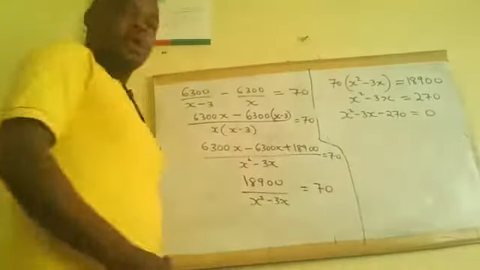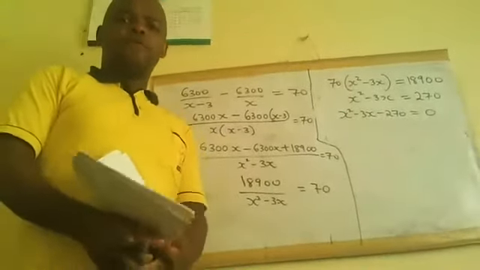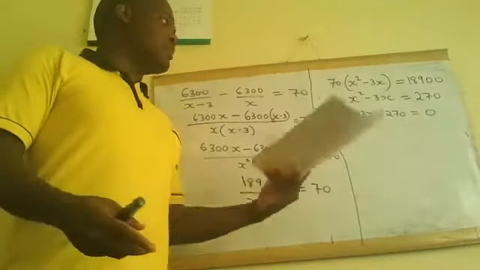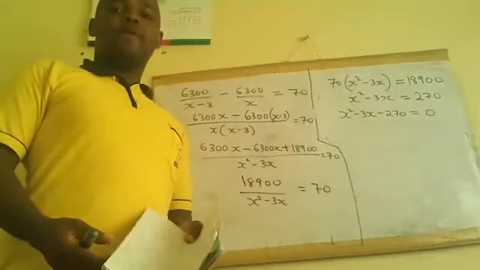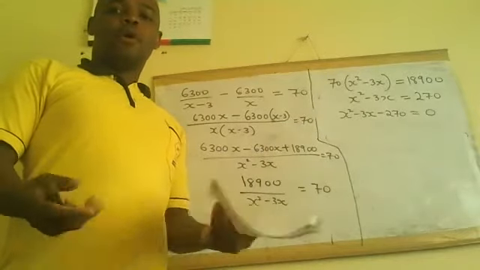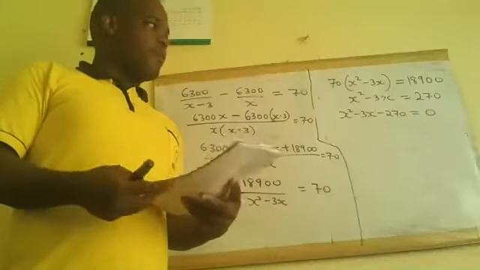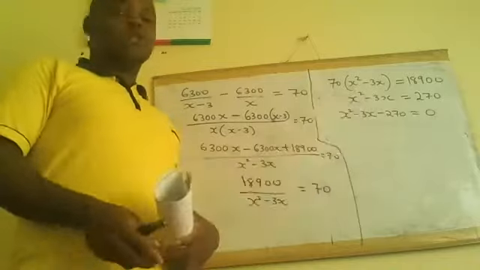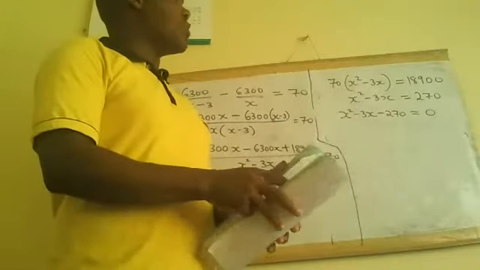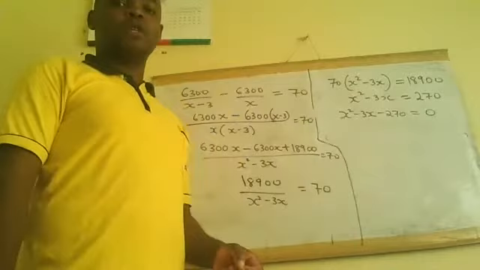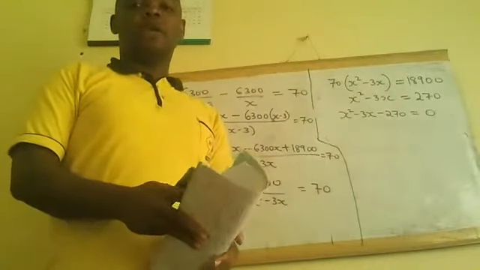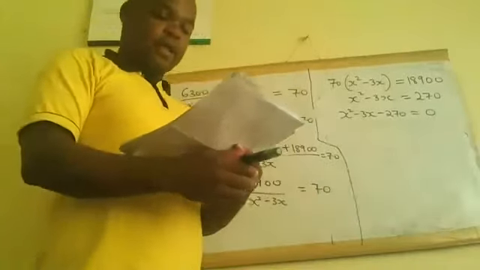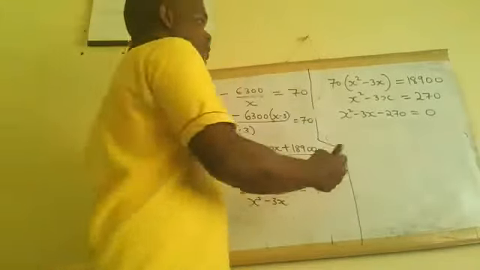At this point, you are allowed to use any formula to solve a quadratic equation. So you can use the completing the square method, you can use the formula method, or the factor method. So let us use the factor method. I'll look for two numbers whose product is negative 270, that is 1 times negative 270, and the sum is negative 3. If you know your multiplication table very well, then you will find that those numbers are negative 18 and 15.